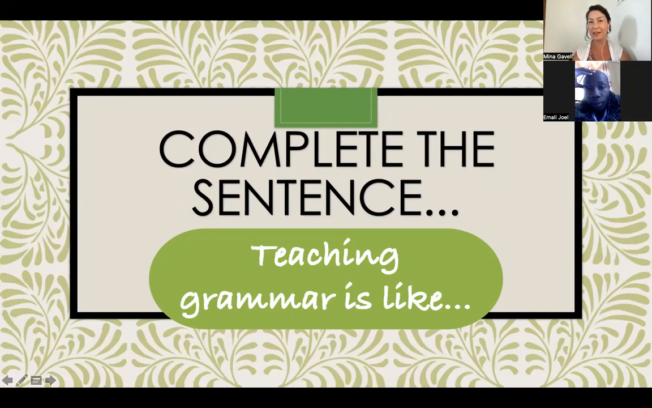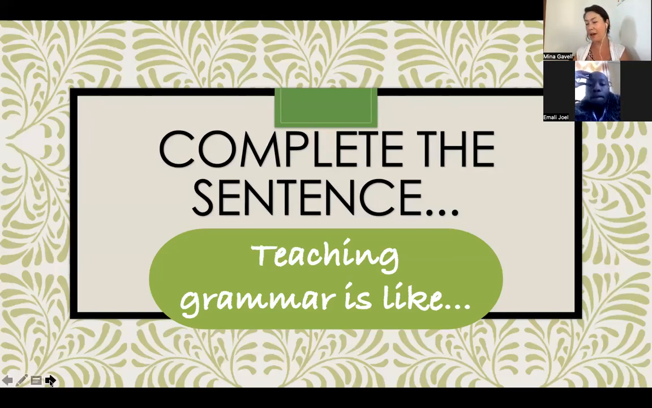So what I can see here is that we have different attitudes and different approaches to teaching grammar, which makes sense. We are different people. I'm sure that we all have different teaching styles. We have different backgrounds. We have different teaching contexts. And so this makes sense.